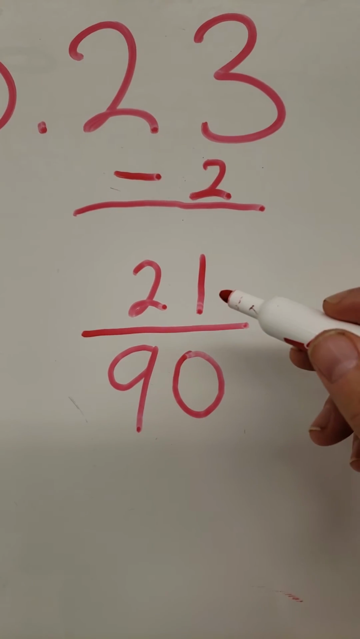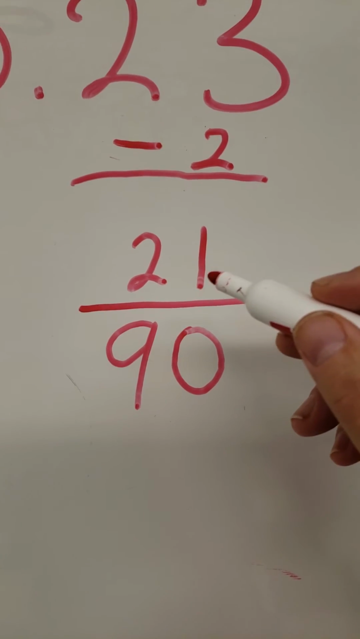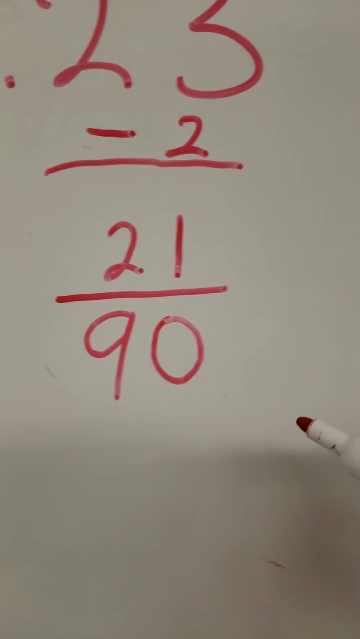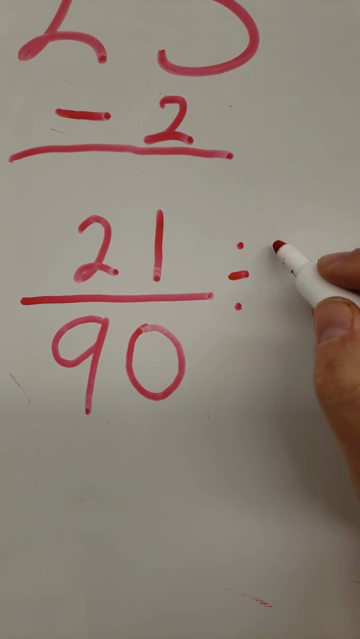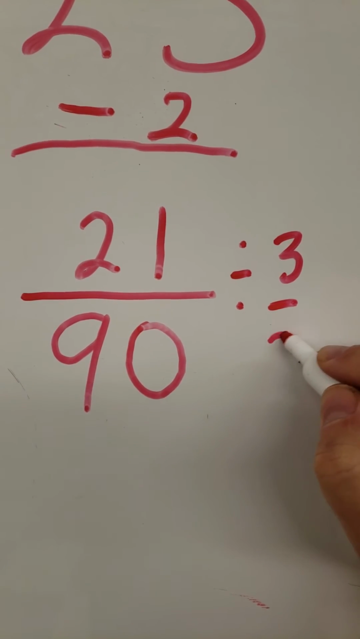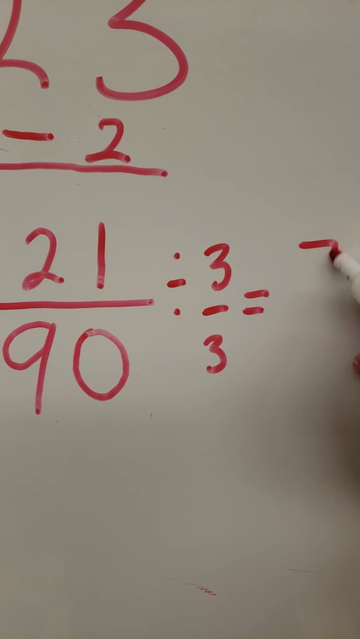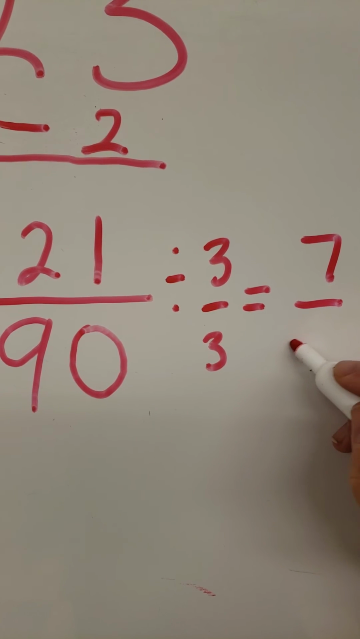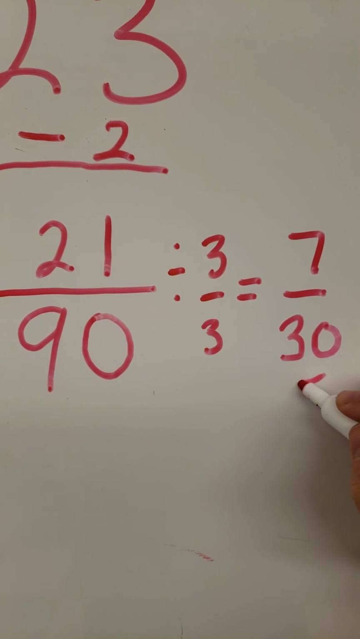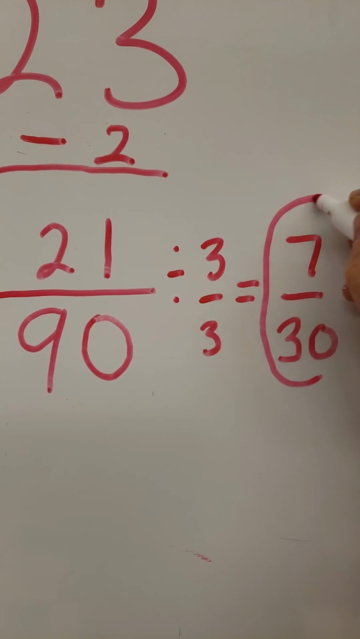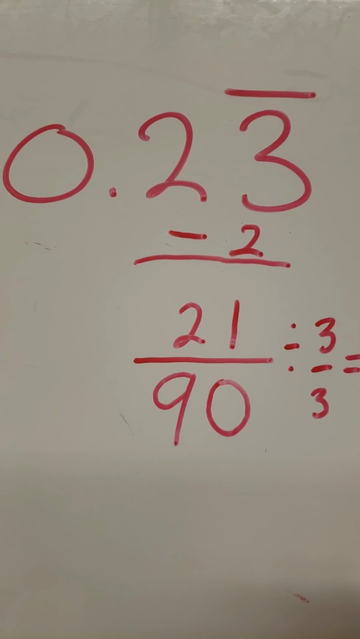Now, looking at 21 over 90, 21 is not prime, and it can be made by doing 3 times 7. And I know that 90 is 3 times 30. So by dividing this by 3 over 3, I can get this to simplest form, which will be 7 over 30. And 7 over 30 is my fraction in simplest form for the decimal 0.23 with the 3 repeating.